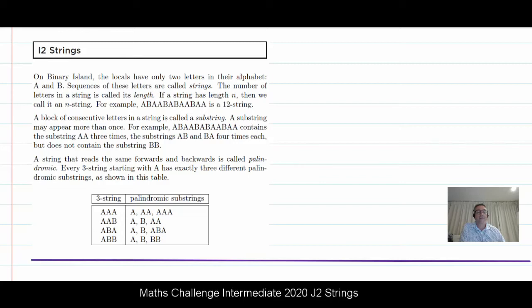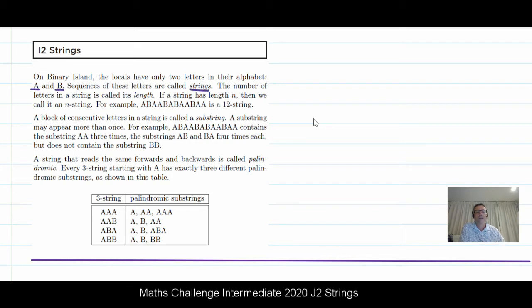So we're going to need to read this carefully. A lot of definitions, a lot of terms. You need to understand these clearly to do the problem. So, going straight to it, we're going to create sequences of letters, and they only contain A and B.